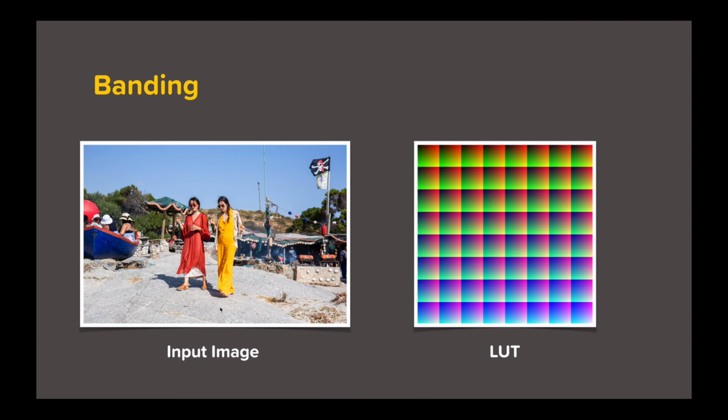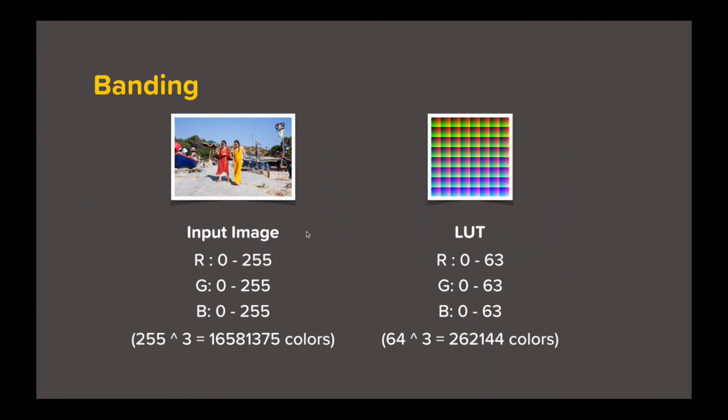We have an input image and we have an LUT image. The input image has colors from 0 to 255, and for R we only have values from 0 to 63. That means the first four values, 0, 1, 2, 3, map to 0, the next four values map to 1, the next four values map to 2, and so on.